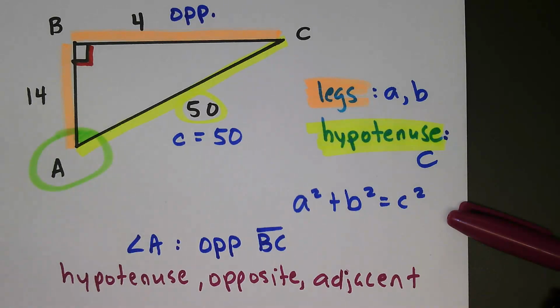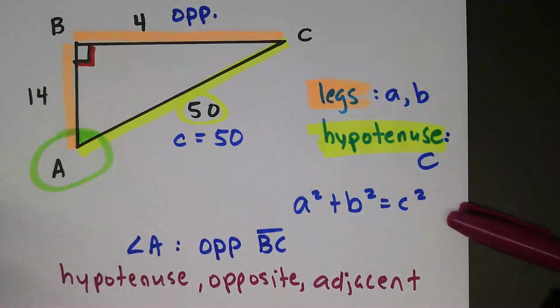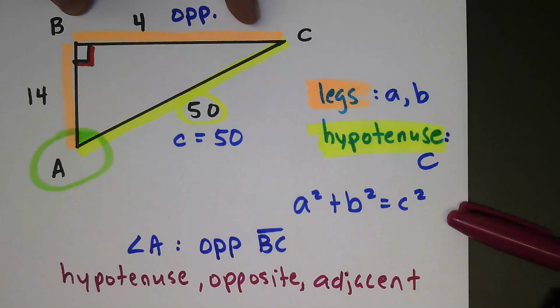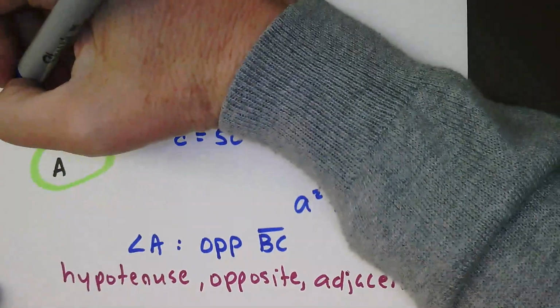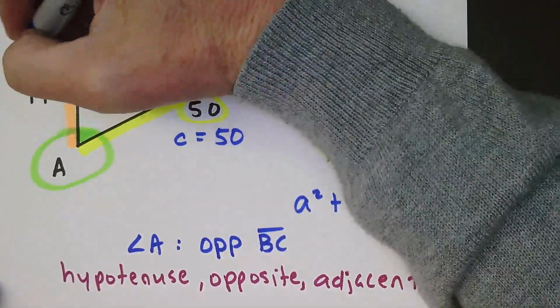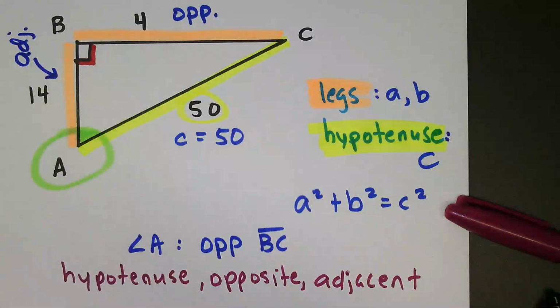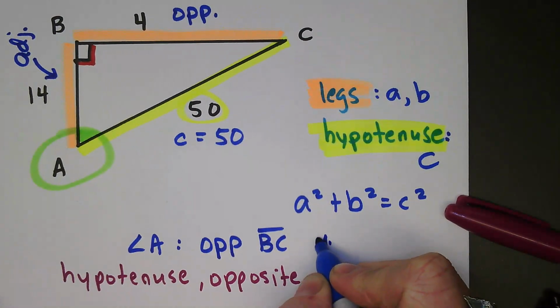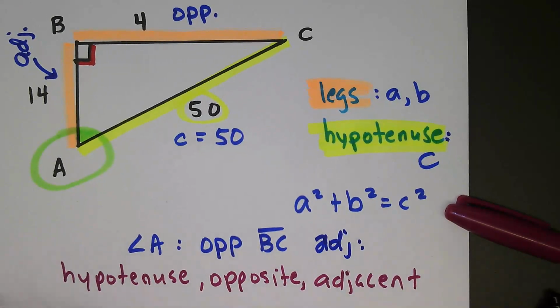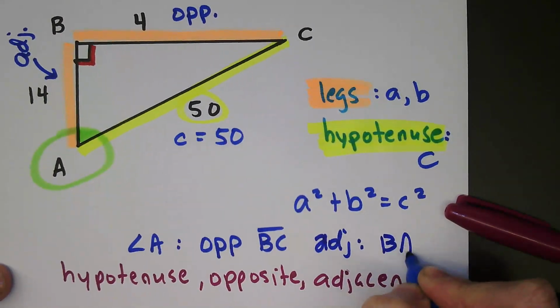Adjacent is another word for next to. So it's going to be this side right here. The hypotenuse is always the hypotenuse. We go across the triangle, we get our opposite leg. And then right next to it, we have an adjacent. So I would go ahead and label this one as ADJ for adjacent. So from angle A, the adjacent side, ADJ, would be this side right here, BA.